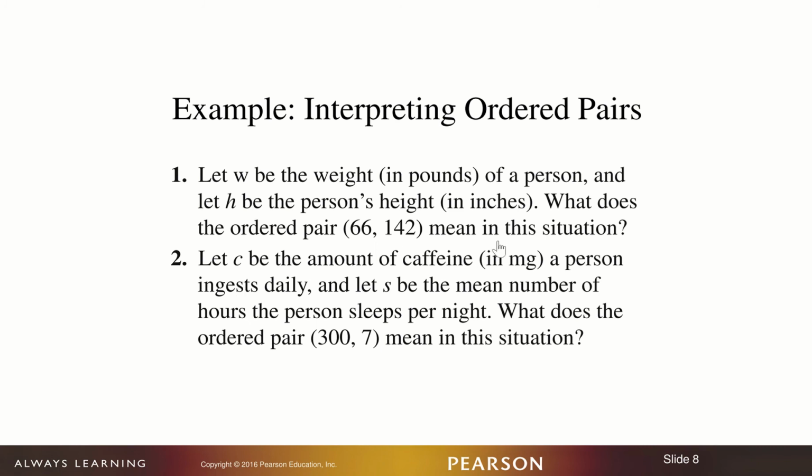Let C be the amount of caffeine a person ingests daily in milligrams, and let S be the number of hours that the person sleeps per night. What does this ordered pair represent in this situation? Well, obviously 300 hours cannot be the amount of time that the person sleeps. So this can't be the hours, this must be the milligrams, and this 7 must be the hours. So this means that basically a person consuming 300 milligrams of caffeine got 7 hours of sleep.